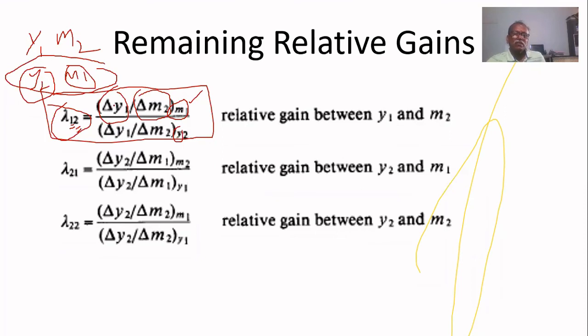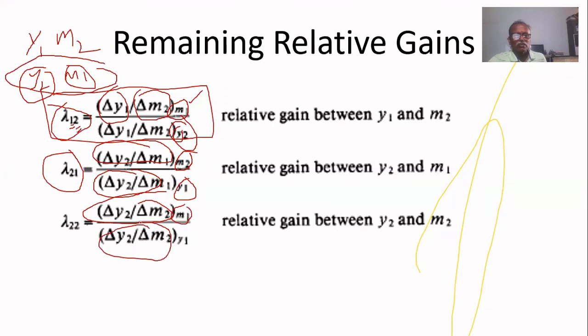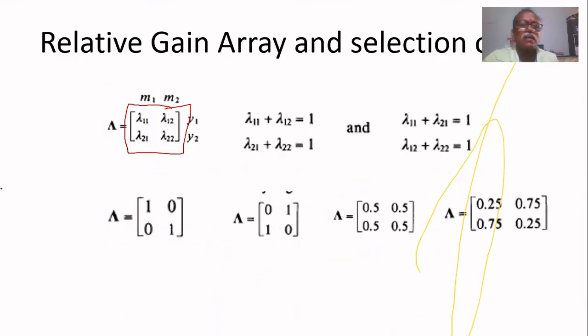So lambda 12 means change in y1 for change in m2, keeping m1 constant, divided by change in y1 for change in m2 keeping y2 constant. In the same way, for lambda 21: change in y2 for change in m1, keeping m2 constant, divided by change in y2 for change in m1 keeping y1 constant. What is lambda 22? Change in y2 for change in m2 keeping m1 constant, divided by change in y2 for change in m2 keeping y1 constant.